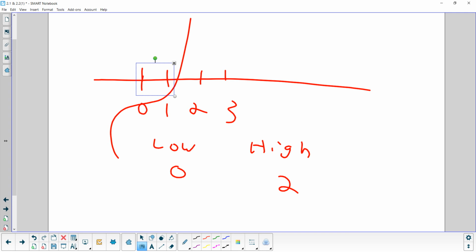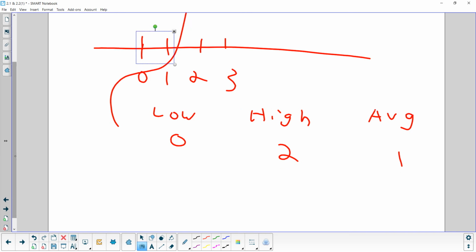Then what you do is you average them, okay? So you find the average, and the average is 1. So what we do now is we say, okay, is that new value higher or lower than the root? It's lower. Okay? That becomes my new low value. So that was the first step. Now my low value is a 1. My high value is a 2. I average them again.